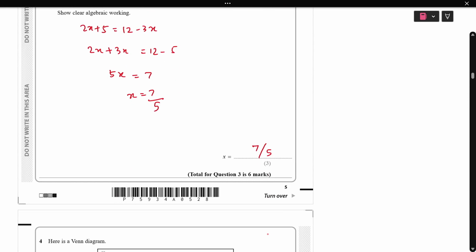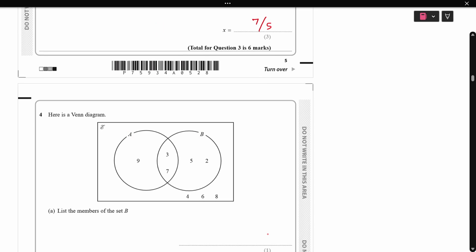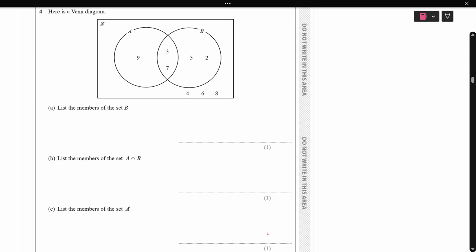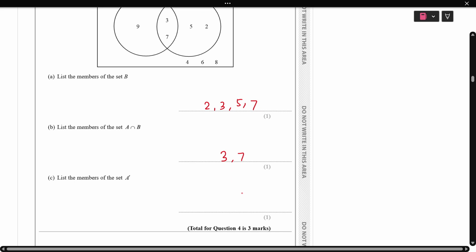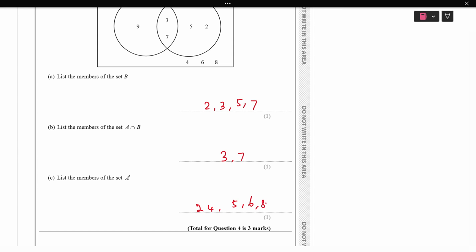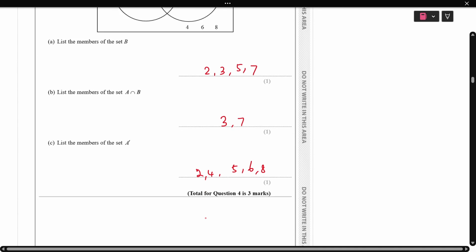Next question. It's a Venn diagram question. List the members of set B. Only set B circles: 2, 3, 5, 7. Next, A intersection B, the common elements, which are 3 and 7. Now next, list the elements other than A. Other than A is 2, 4, 5, 6, 8. These are the elements other than A.